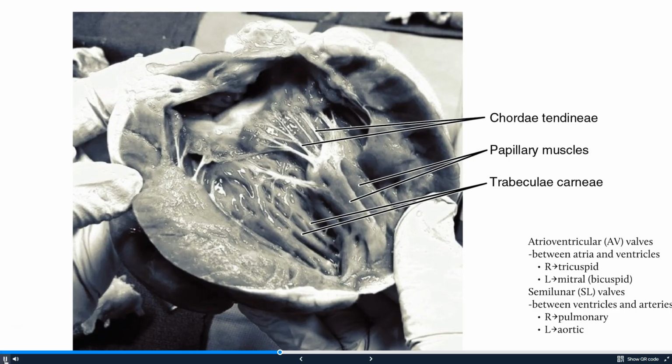So the chordae tendineae are attached by the papillary muscles to the wall of the heart, to make the leaflets stay closed. They're sort of pulled down while the pressure of the blood is pushing back against the leaflets of the valve.